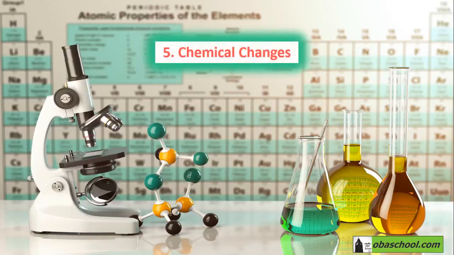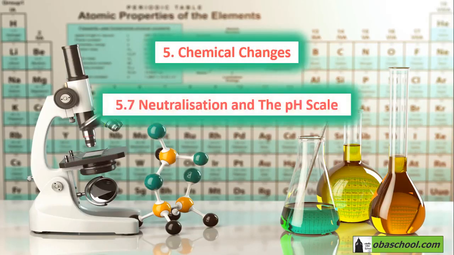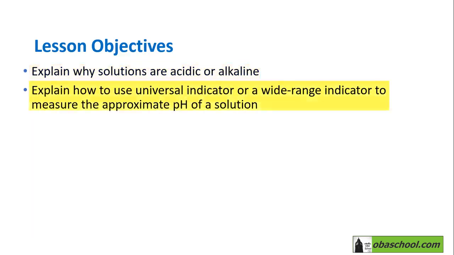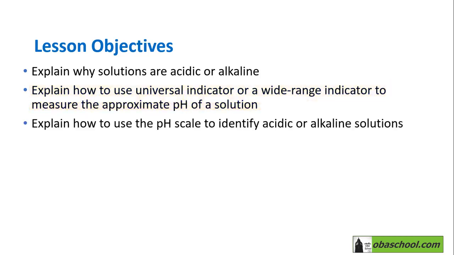Welcome back to Chapter 5, Chemical Changes, Section 5.7, Neutralization and the pH Scale. By the end of this tutorial, you will be able to explain why solutions are acidic or alkaline, explain how to use universal indicator or a wide range indicator to measure the approximate pH of a solution, and finally explain how to use the pH scale to identify acidic or alkaline solutions.